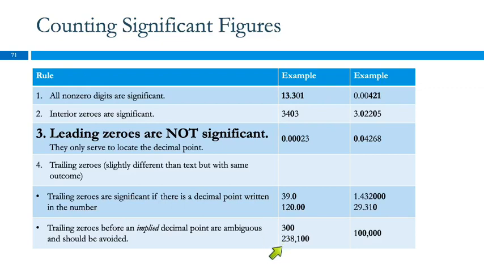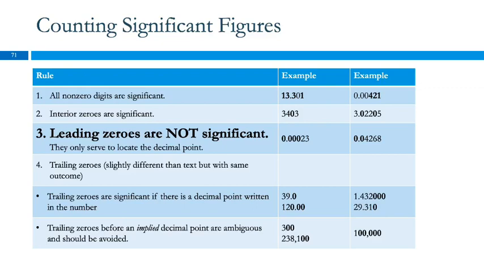Here we have no written decimal point. There's an implied decimal point. If I said put a decimal point on that number, you would know where to put it, right? But it's not actually written. So these zeros are ambiguous. We can't really tell. Do they mean that it's 300 to the nearest one and there's uncertainty in the ones place? Or is there uncertainty in the hundreds place? The way it's written, we can't tell. It's ambiguous. So unfortunately, this happens a lot.